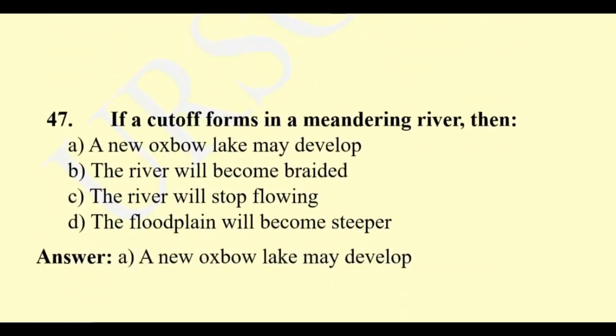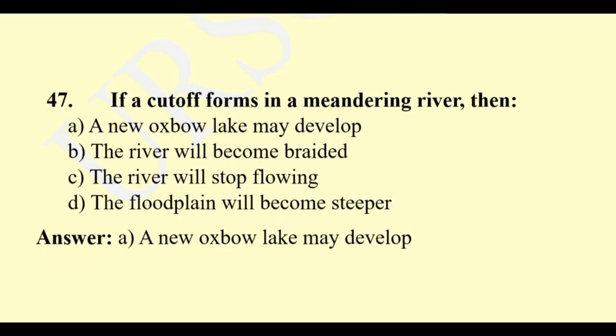Question 47. If a cutoff forms in a meandering river, then a new oxbow lake may develop, the river will become braided, the river will stop flowing, the floodplain will become steeper. Here the right answer will be a new oxbow lake may develop.